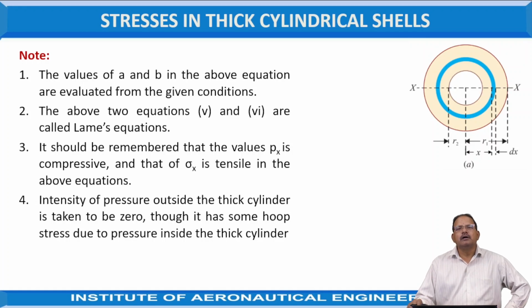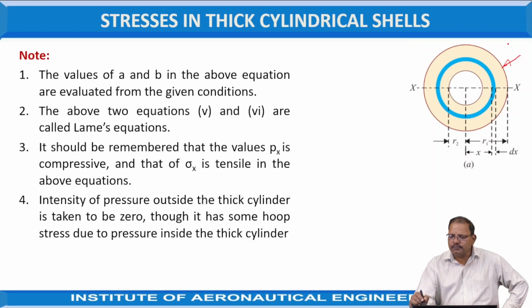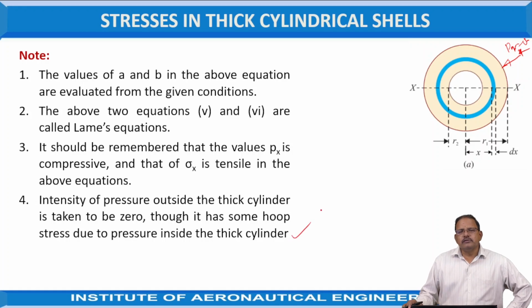The intensity of pressure outside of the cylinder, at the outer radius R2, is treated as equal to 0. Similarly, at the outer radius R1, px is equal to 0, though it has some hoop stress due to the pressure inside the thick cylinder. So these are the assumptions we made according to Lame's theory in order to identify how the pressure distribution, that is, how the radial stress as well as the hoop stresses, are induced within it.